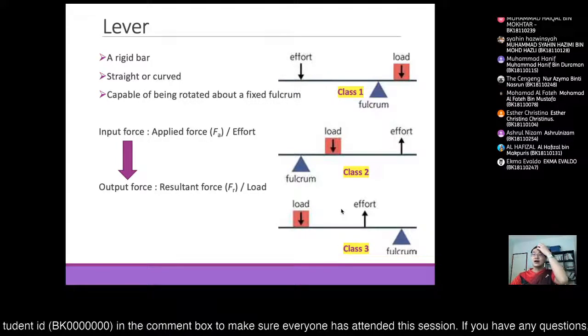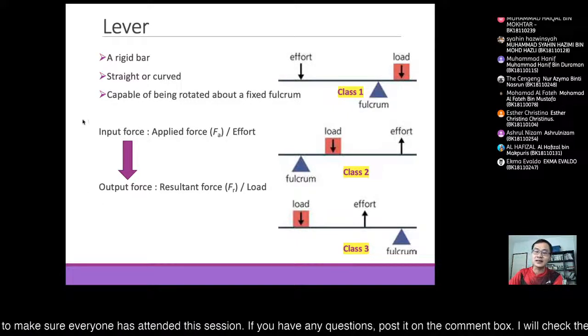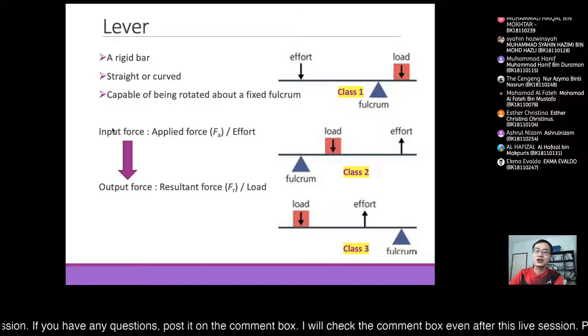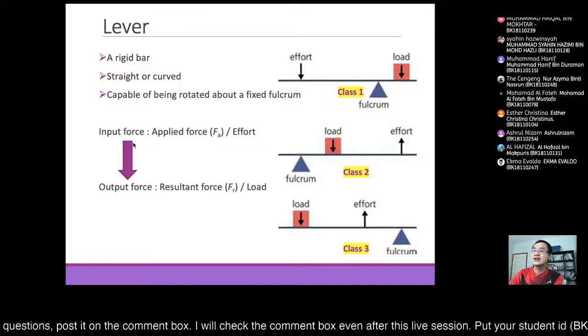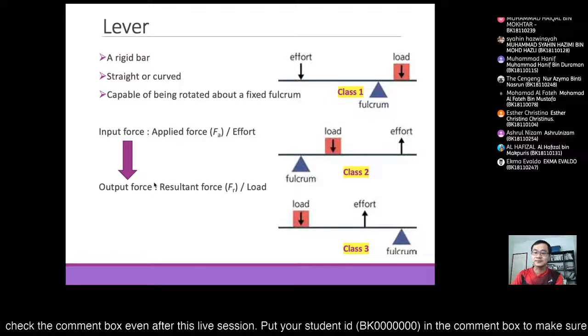So the idea of this simple machine is we will apply a force into the system or to the machine, and we try to achieve the output force.